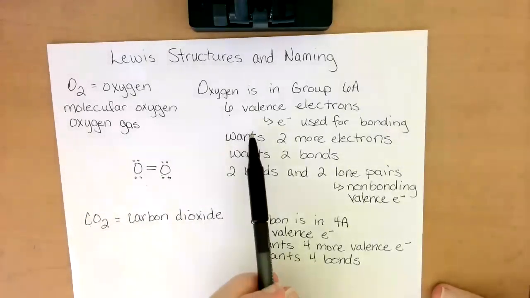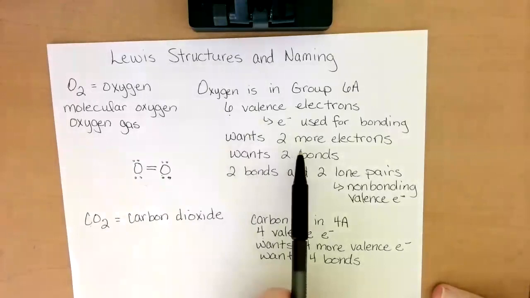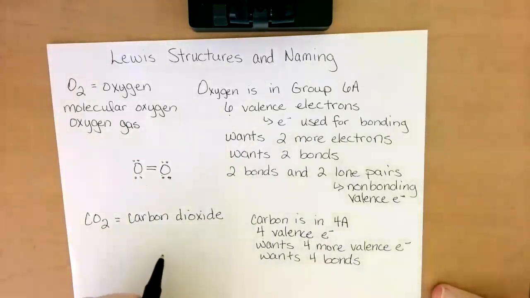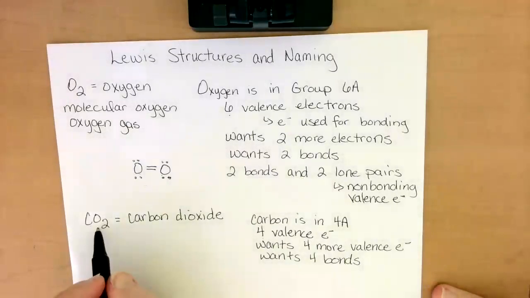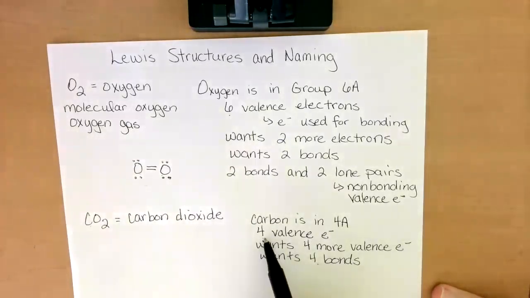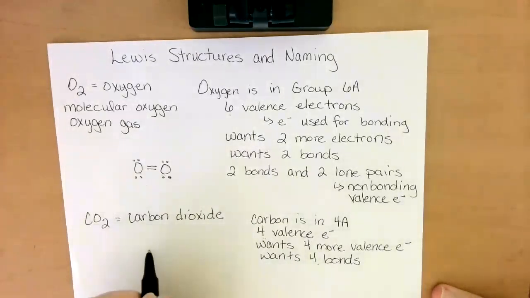We've already talked about oxygen. Oxygen wants 2 bonds and 2 lone pairs of electrons. It's extremely rare for carbon to have any valence electrons left over because carbon gets 4 bonds and it will use the 4 valence electrons it has to make those 4 bonds.